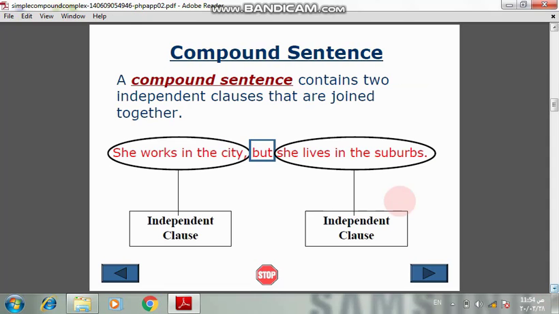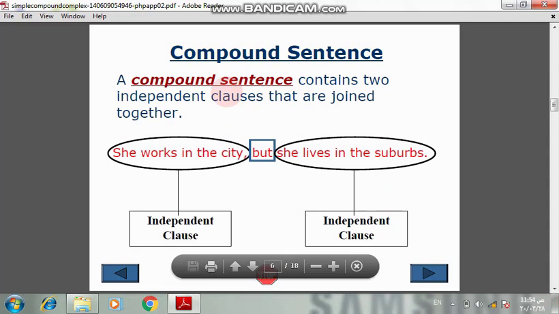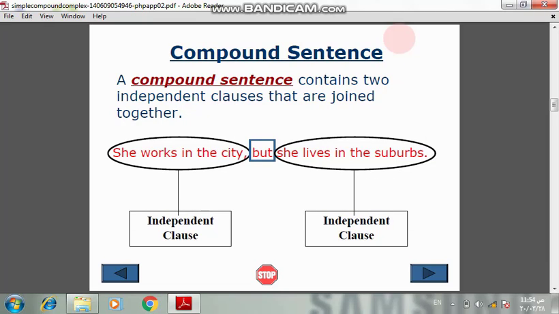Let's go to the second type, compound. A compound sentence contains two independent clauses that are joined together. Here, it's not only just one independent sentence, but there are two independent sentences.